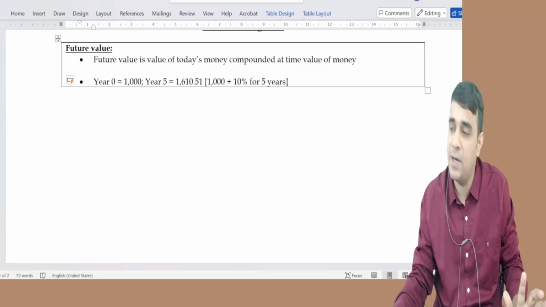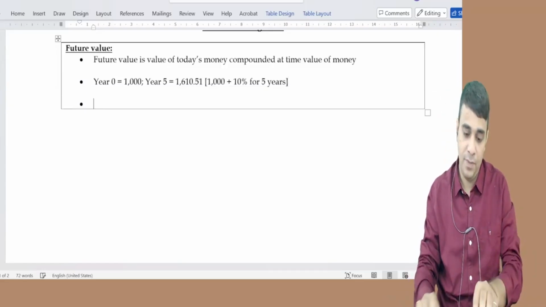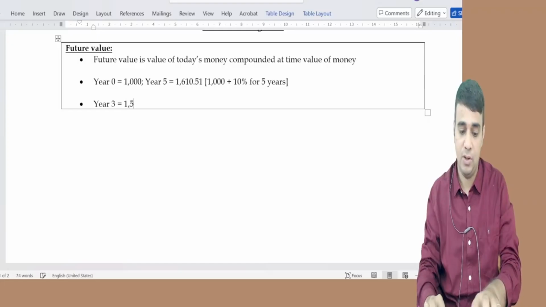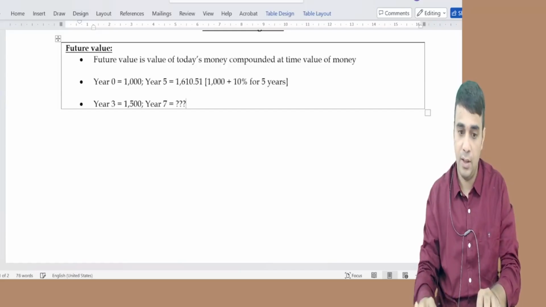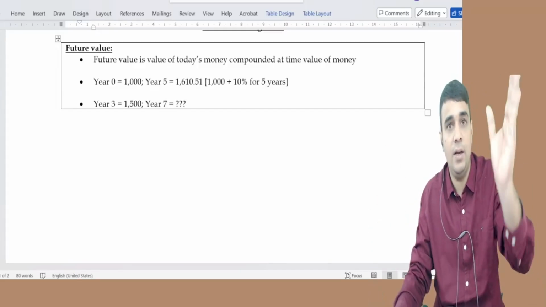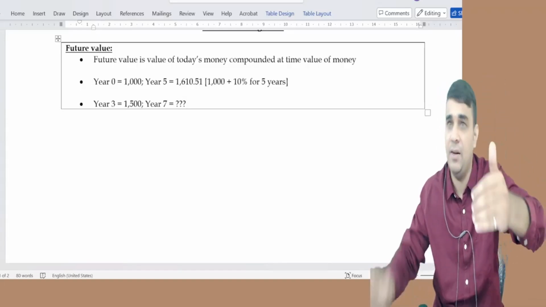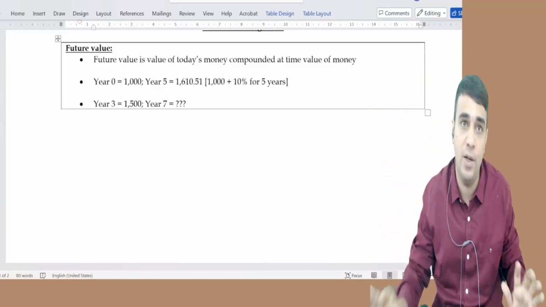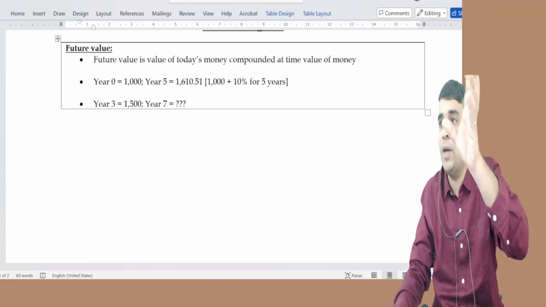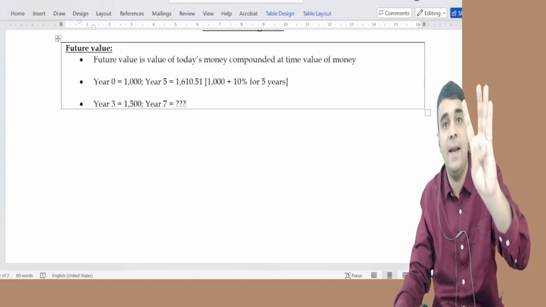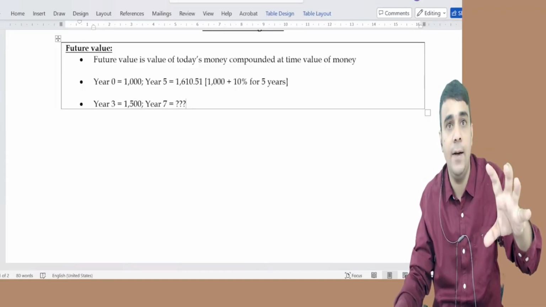1000 plus 10% for how many years? 5 years. Okay. Year 3, 1500. You want to know the year 7 value. See, the normal definition is today's money, and today's money means year 0. But it can be any time period. When you take it to a future time period, you use future value compounding. There's something called simple interest and compound interest. So 1500, if you want to take it from year 3 to year 7, add the same 10%, how many times? 4 times.